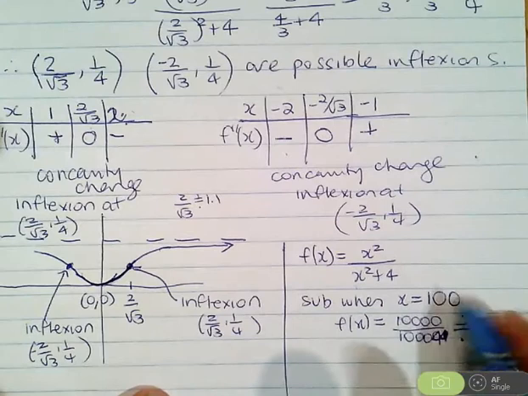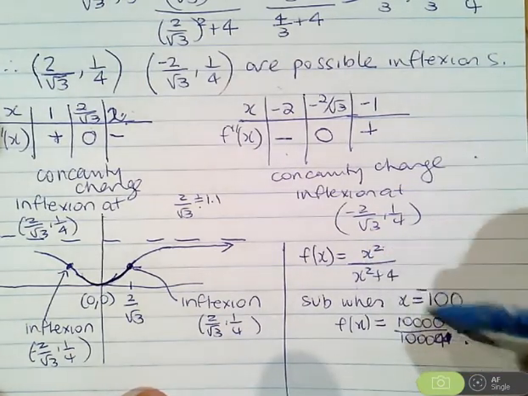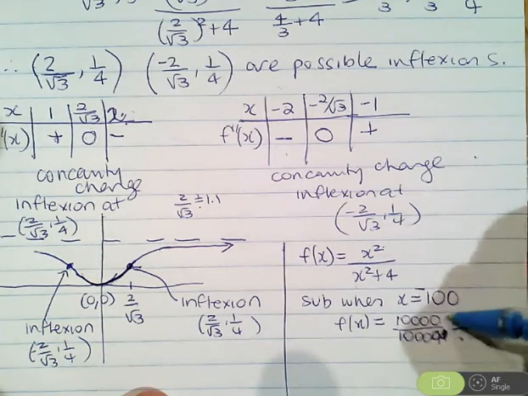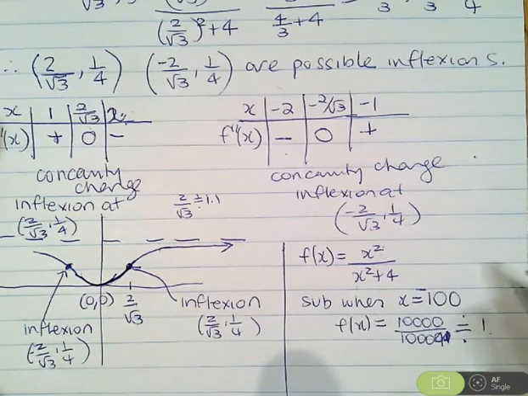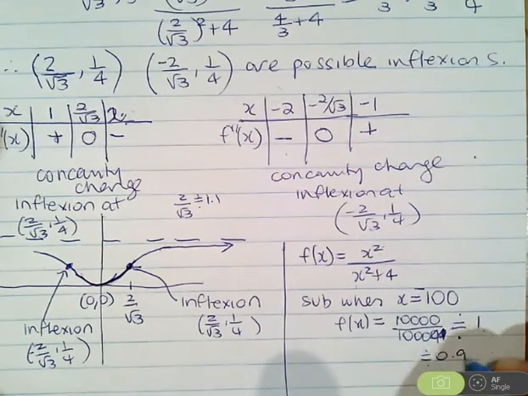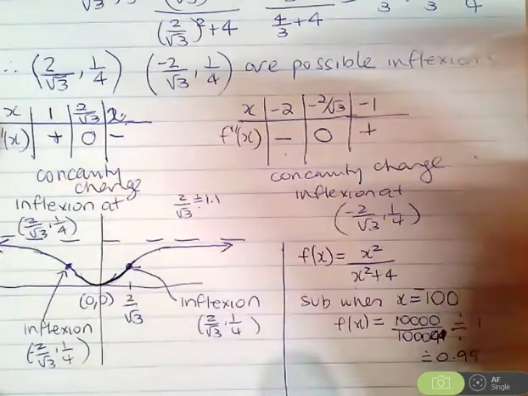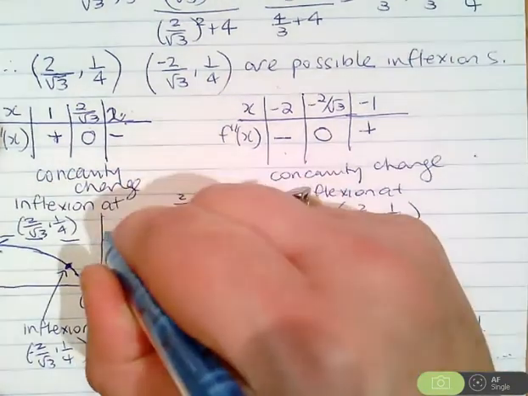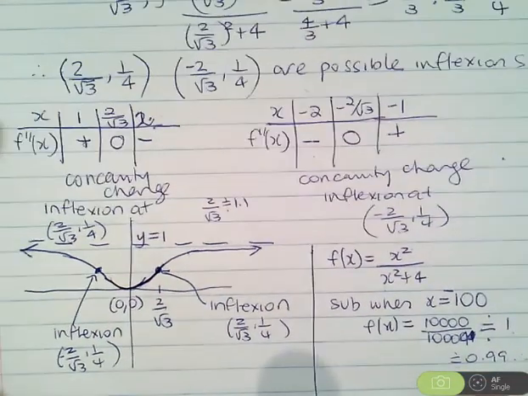You'll get the same answer when x is negative 100, because you square negative 100, you'll get positive 10,000 over 10,004, and that's approximately equal to 1, but it'll be slightly less than 1. It'll be about 0.99 something, okay? So when x is large negative numbers, you're approaching 1. So we need to write that this is the line y equals 1. And so that's our curve.